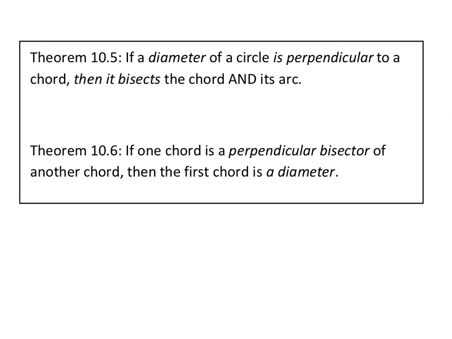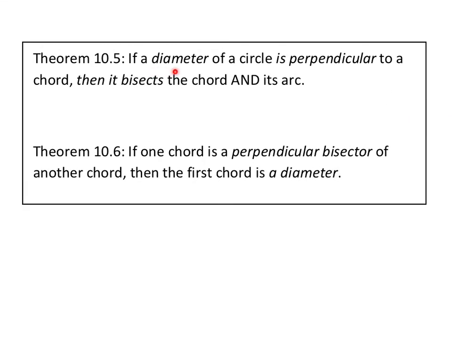The next theorem says that if a diameter of a circle is perpendicular to a chord, remember perpendicular means 90 degrees, if it forms a 90-degree angle with a chord, then it bisects that chord and it bisects the arc as well.